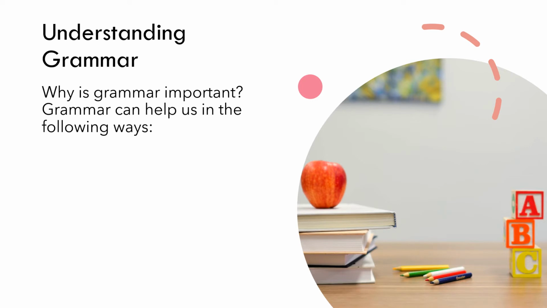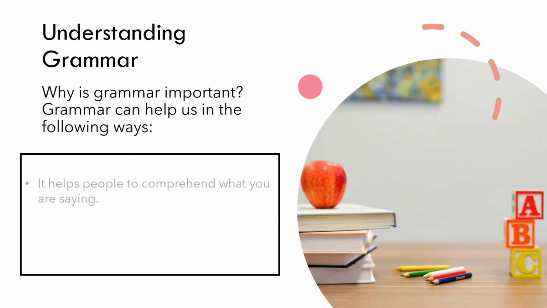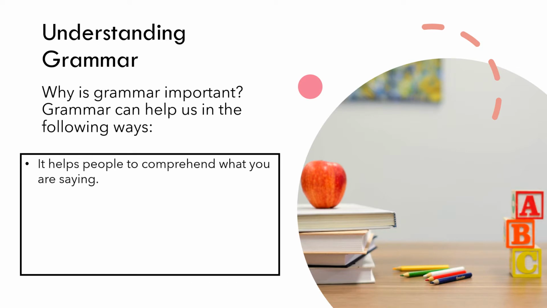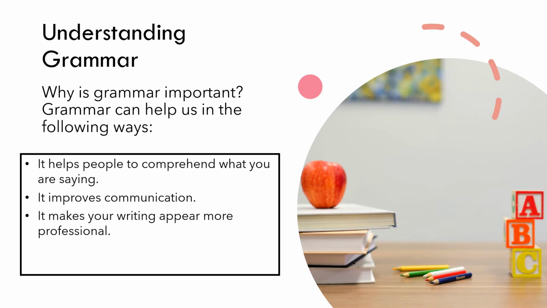So first of all, why is grammar important? Grammar can help us in the following ways. The first thing we need to think about is that it can help people to comprehend what you are saying. What we mean by that is that it makes your writing flow and makes it a bit easier for us to understand what you're trying to say. It improves communication. If you haven't used the appropriate grammar in your writing, then you're not getting your message clearly across to your audience. It makes your writing appear more professional.